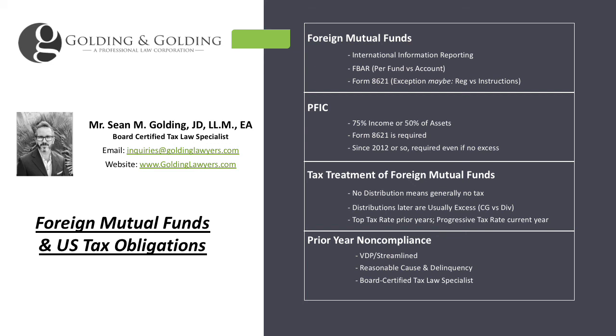The IRS has been cracking down a lot on foreign mutual funds as of late. If you're out of compliance, you may want to consider one of the compliance programs. There's VDP if you're willful. You just can't certify under penalty of perjury that you're non-willful. If you're non-willful, there's a lot more options available. Streamlined filing compliance procedures, domestic or foreign, depending on the residence of the taxpayer, reasonable cause, and delinquency as well. Those are alternatives to the streamlined.